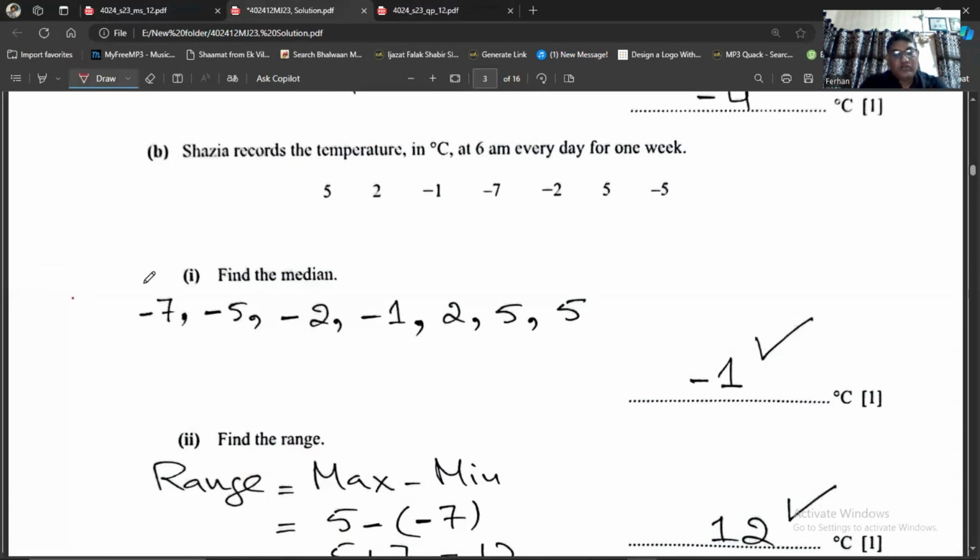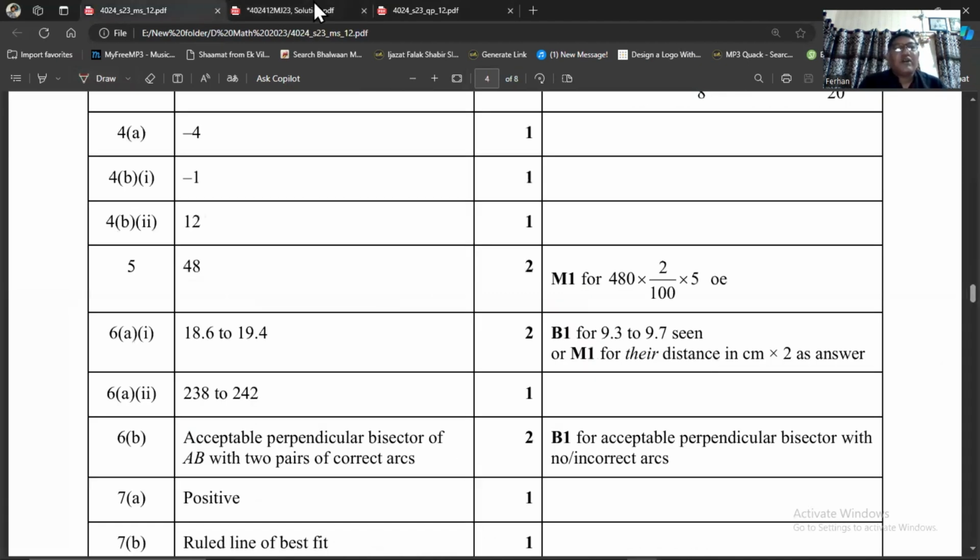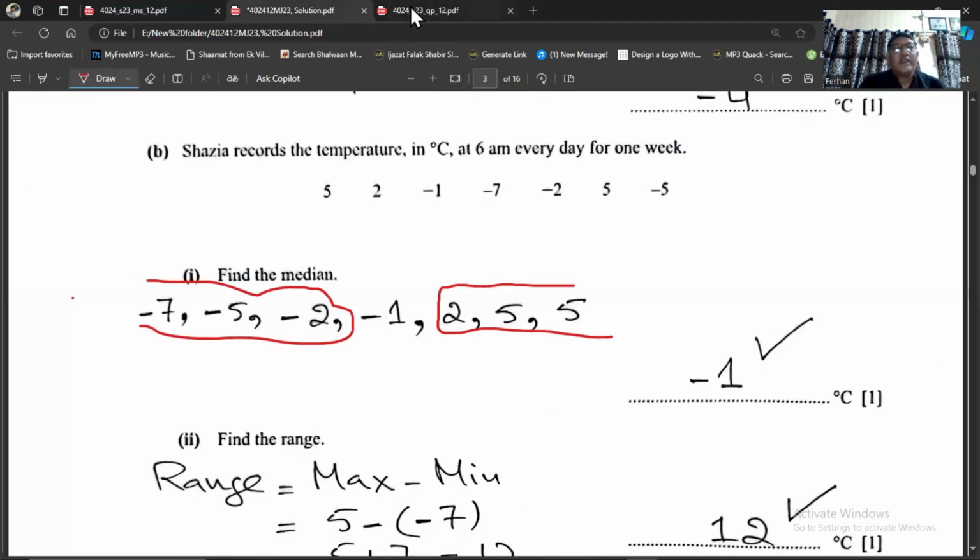So what I will do, I will leave 3 numbers on this side, and I will leave 3 numbers on this side, and the number which is left in the middle, that is the median. So -1 is the median. -1 is the median. Okay.